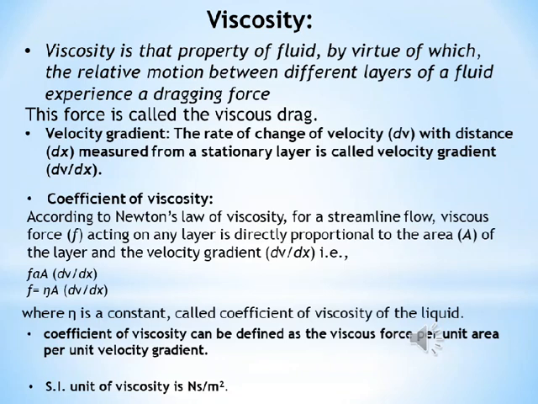Now, coefficient of viscosity can be defined as what? It is defined as viscous force per unit area per unit velocity gradient, because according to the formula F is equal to eta A dV by dx, what will be eta? Eta will be F divided by A dV by dx. So it is force per unit area per unit velocity gradient.